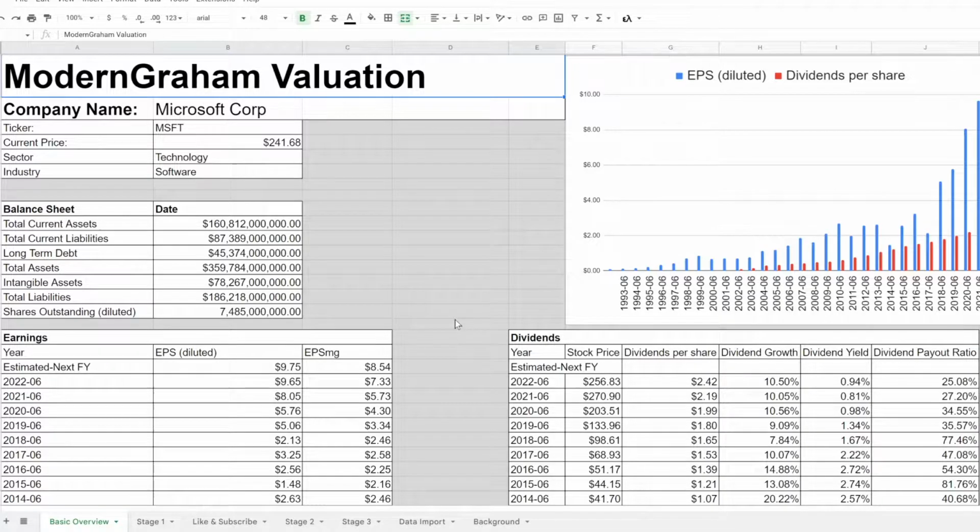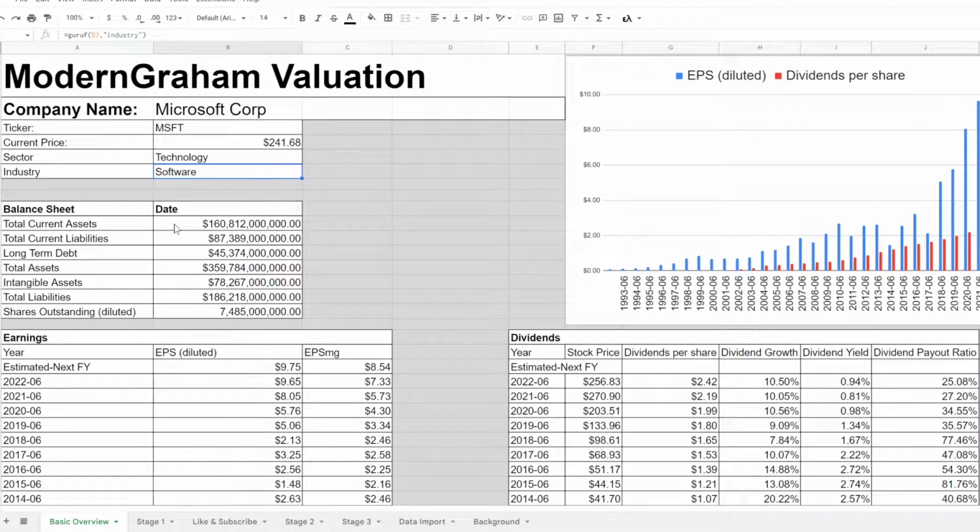So, Microsoft Corp has the ticker MSFT, of course, and the price is 241.68. It's in the technology sector and software. I think we all know what Microsoft does. There's a pretty good chance that you are watching this on a computer that runs a Microsoft product. So that is something to keep in mind.